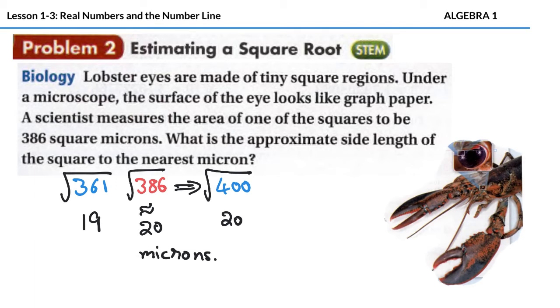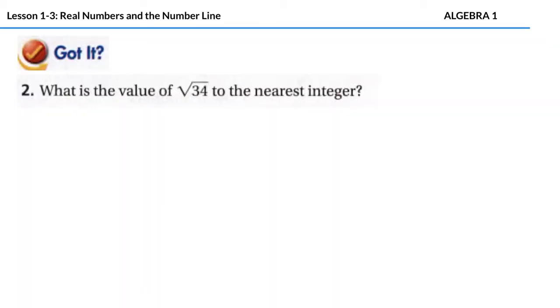And if you use your calculator, the square root of 386, you will get approximately 19.6, which is again closer to 20. So this is how you find the square root of a non-perfect square. Find the two perfect squares that bound it and then figure out the answer. Let's see whether you got it or not.